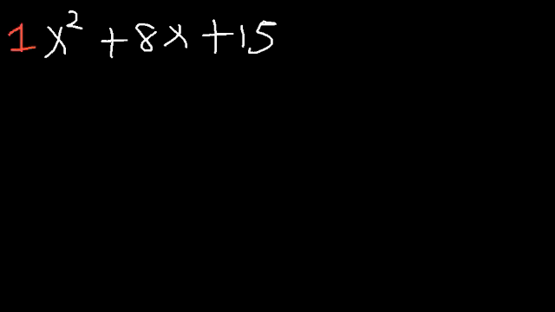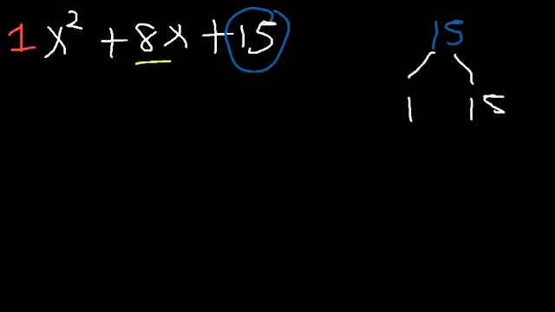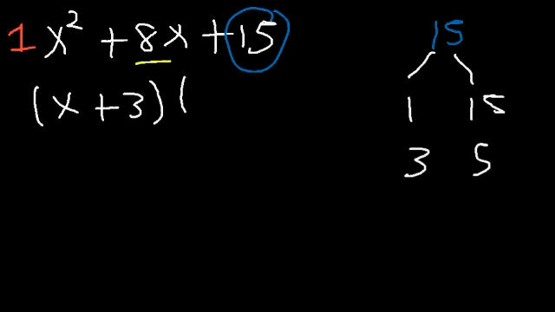If you want to factor an expression like this, find two numbers that multiply to 15 but add to the middle term 8. So 1 and 15 multiply to 15 but add to 16. The other option is 3 and 5. 3 times 5 is 15, but 3 plus 5 is 8. And so when we factor it, it's going to be x plus 3 times x plus 5.